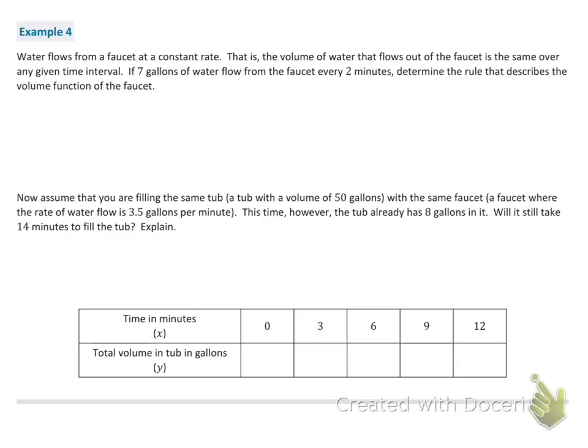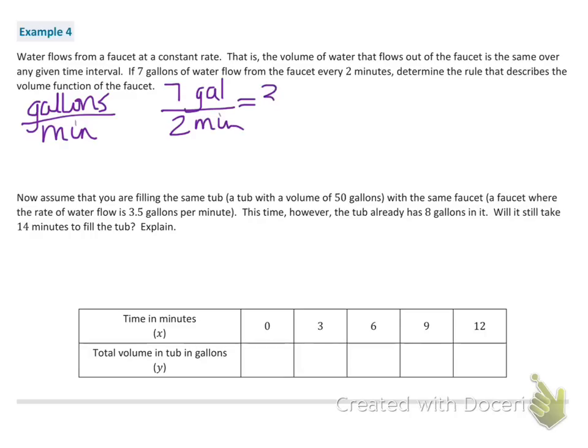If 7 gallons of water flow from the faucet every 2 minutes, determine the rule that describes the volume function of the faucet. So we know that we could write a rate. I like to think of what my units are going to be on my rate before I write it. So it's going to be gallons per minute. So how many gallons flow out in any given minute? We've got 7 gallons in 2 minutes. So we have this rate of 3.5 gallons per minute. So every minute, 3.5 gallons is coming out.